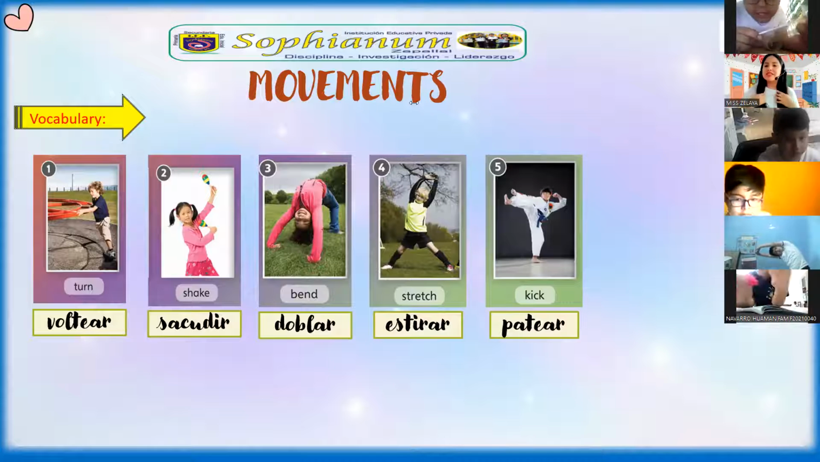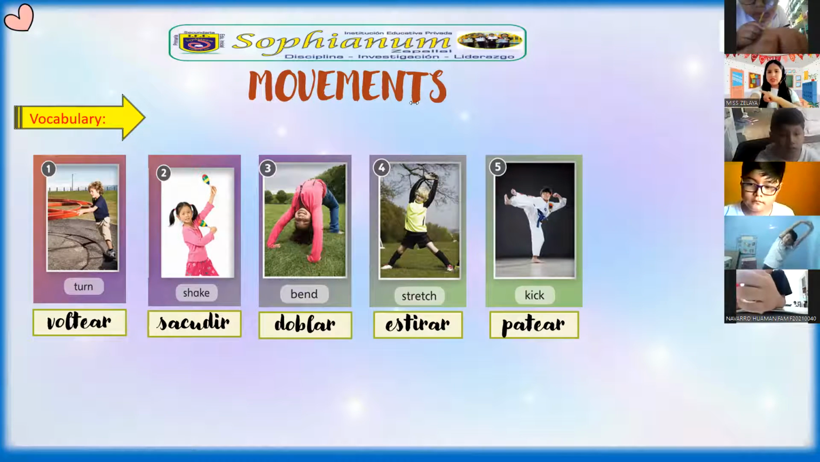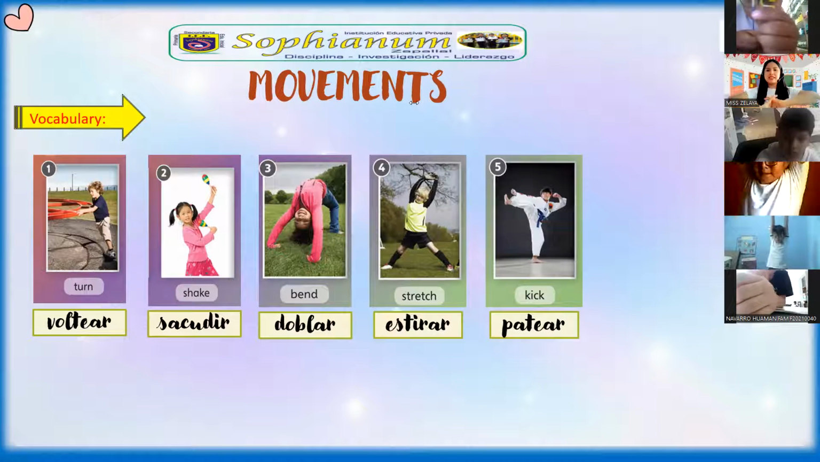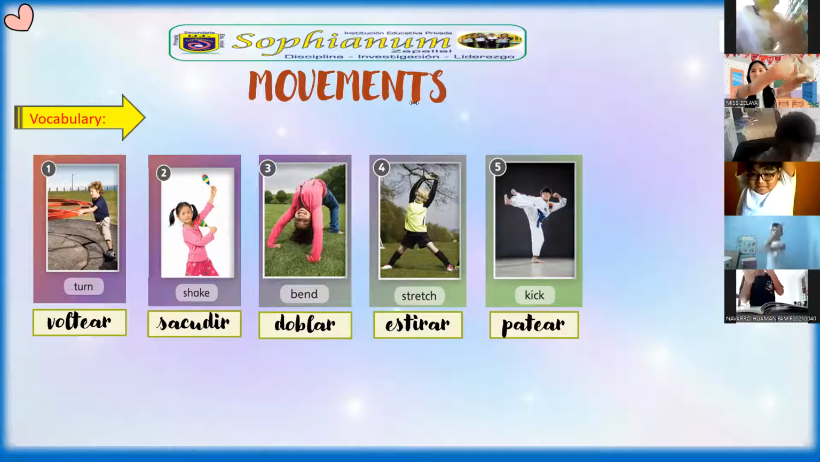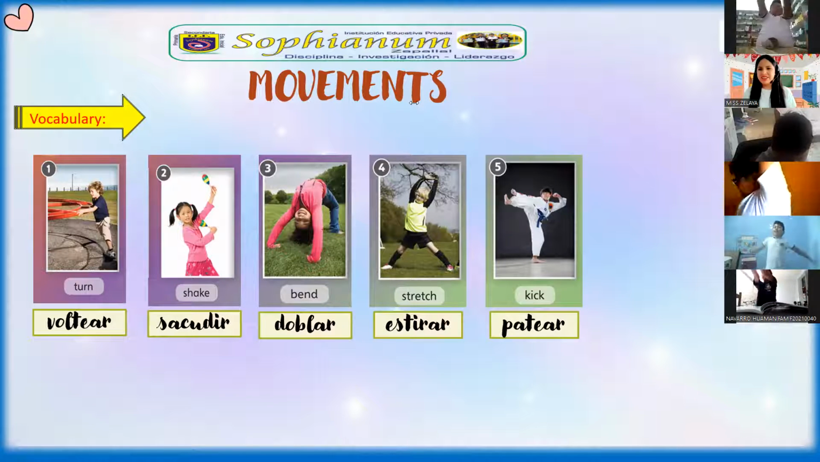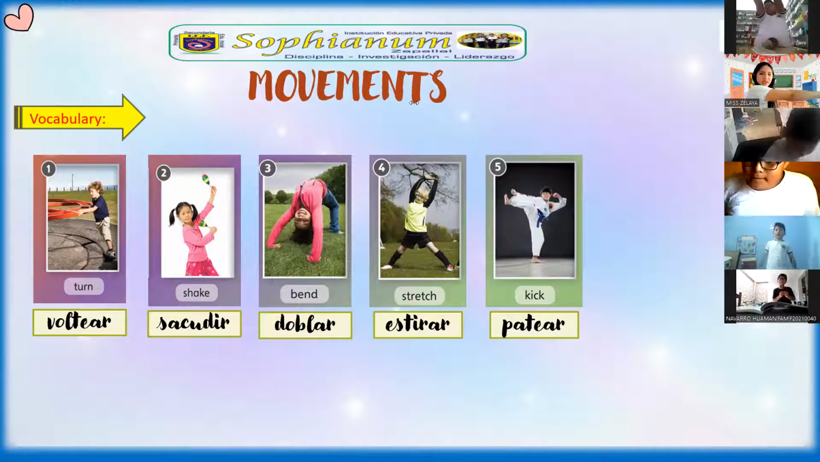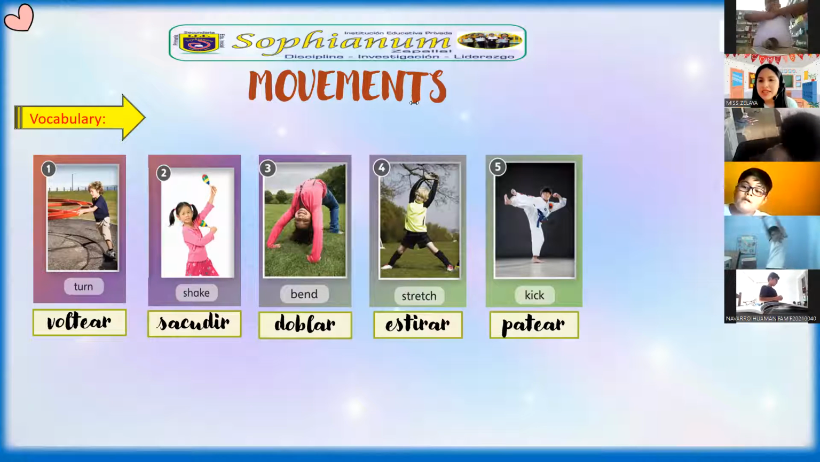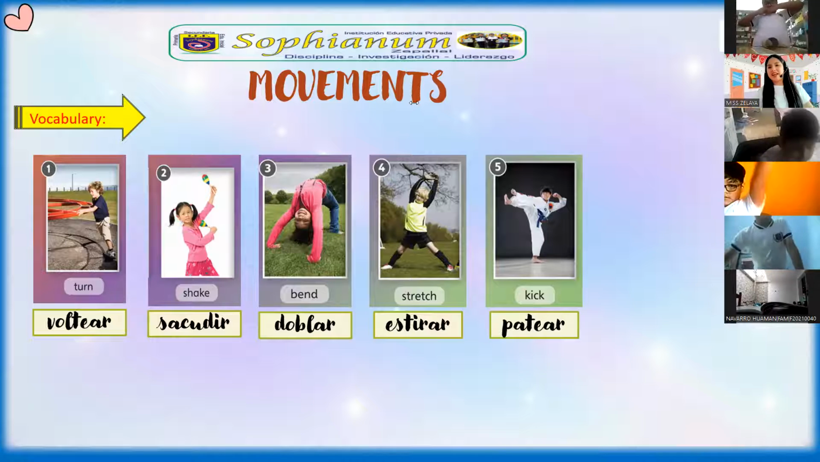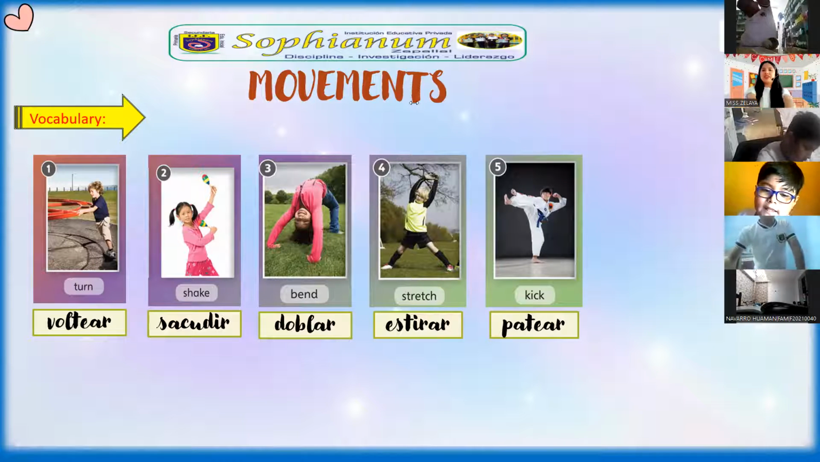Stretch. For example, let's stretch our arms. Stretch your arms. Excellent, very good. Good job. Stretch your leg, okay? ¿Qué significa stretch? Estirar. Estirar. Stretch. Okay.